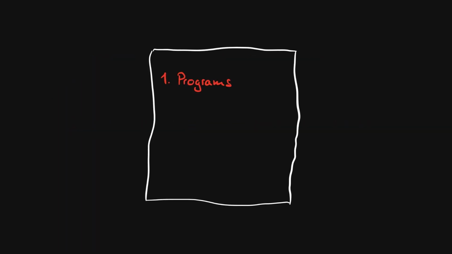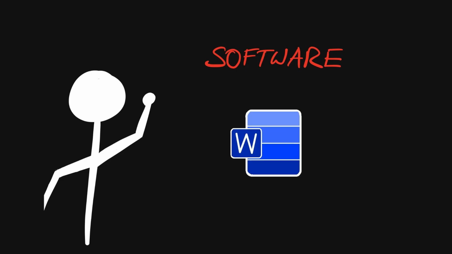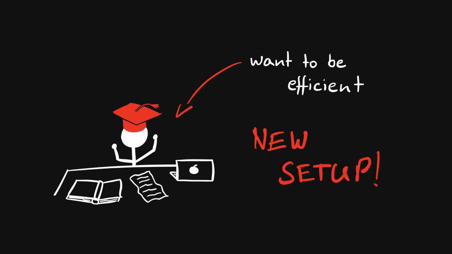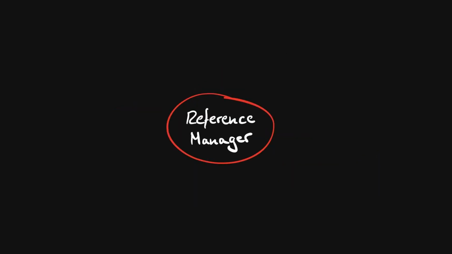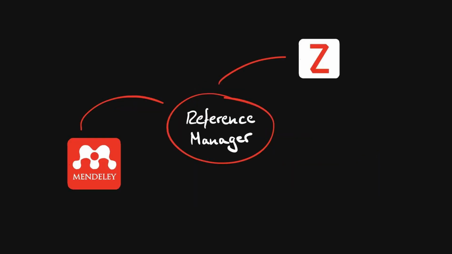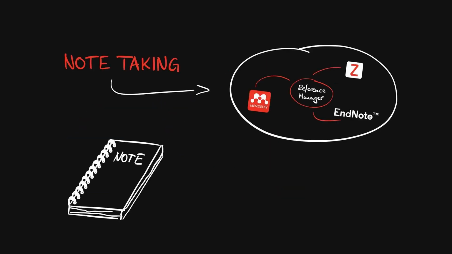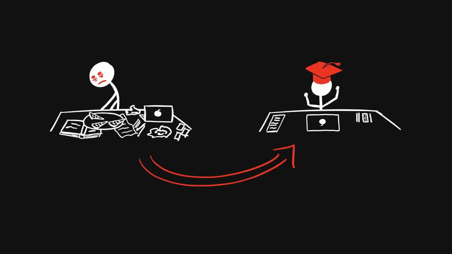Step 1. Pick the right programs. First things first. Software. You might think, I'll just write it in Word, and yes, that works, but if you want to be efficient, learning a new setup now saves you hours later. For reference managers, you could use Zotero, Mendeley, or EndNote. These ones are for note-taking. So if you can't find your note from 2 months ago, they organize all sources for you, so you don't end up citing Wikipedia pages in panic.